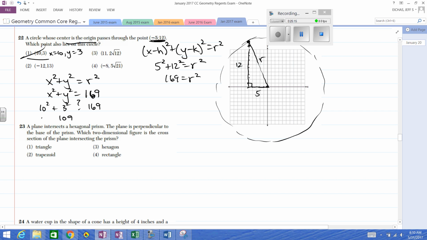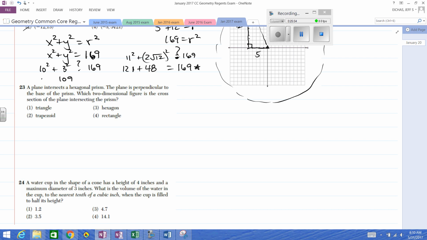So I can go through this process with each of these. 12, that's not going to work. That's too much. I could try 11. What's 11 squared plus 2 root 12 squared? Be really careful here. 121, plus 4 times 48. Yep, that's the one. And the question mark is, does that equal 169? And it does. So this is the one we want. That's one of the trickier problems that I've seen for this type of standard. So, all right, pretty good.